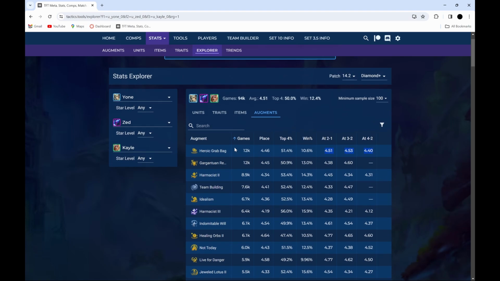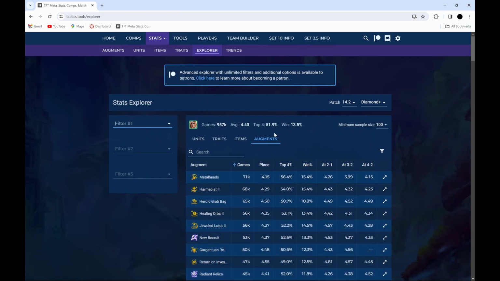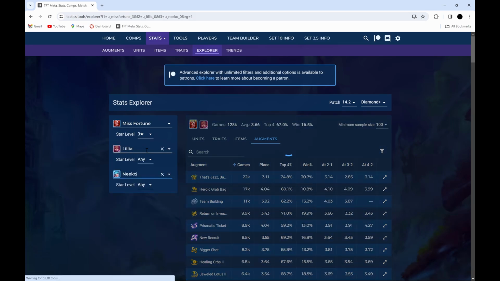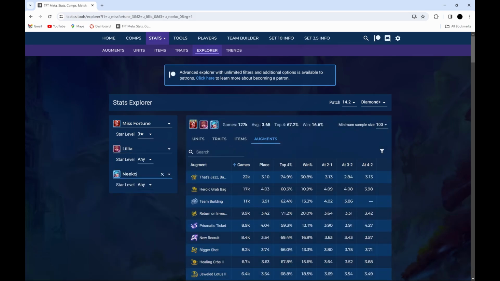I'll give you one more example of this, right? Let's say we're trying to evaluate how strong Misfortune Reroll is. If we filter by Misfortune 3, and let's also say we're playing the Superhand version, so we would have Lilia and Nico, for example, we can see that this comp averages a 3.65 if we have MF3, which is pretty reasonable, right? If we only looked at this data, we'd probably conclude that Misfortune 3 is a pretty strong comp, if we can hit.